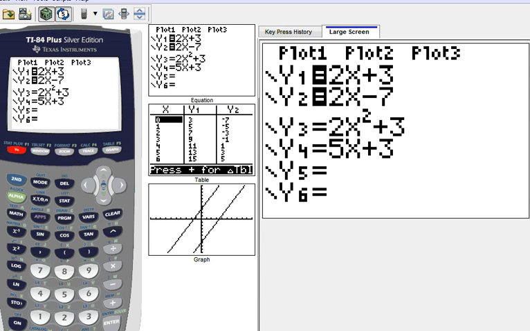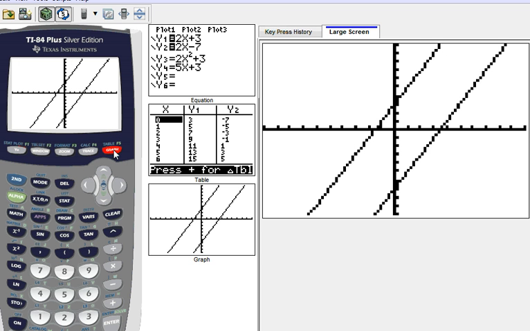So here I have those two equations first, and notice that the equal sign is highlighted here. So when I graph them, I'm only going to be graphing those two. And there they are. Indeed, they're parallel, and that's because they go up at the same rate. They both go up 2 for every one they go over. See that here.